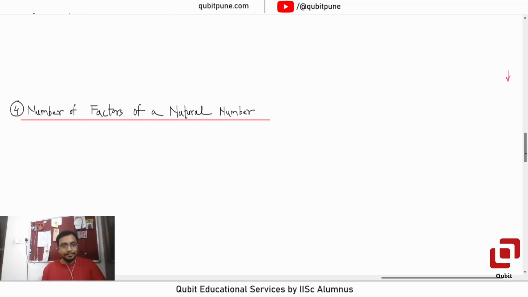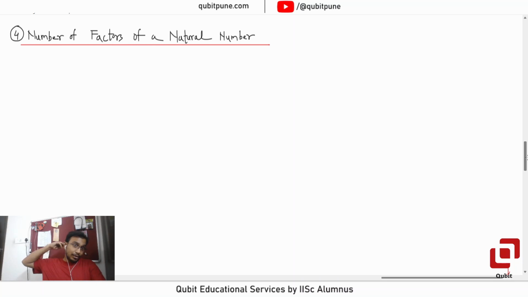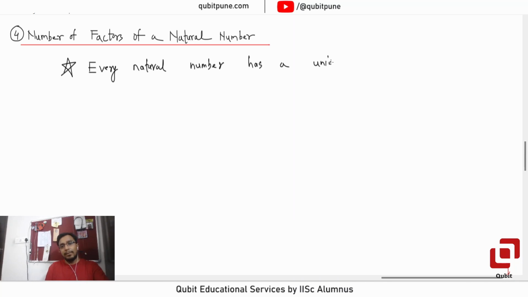Number of factors of a natural number. Now this is something which we do not often discuss. Number of factors of a natural number. Now this comes from a theorem which tells us that every natural number has a unique prime factorization.